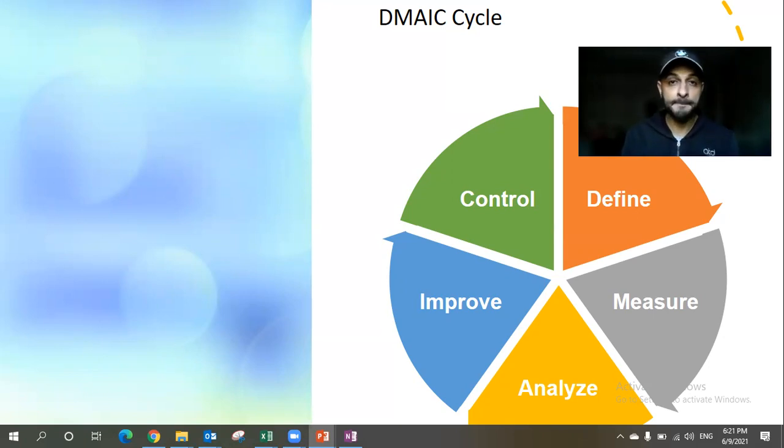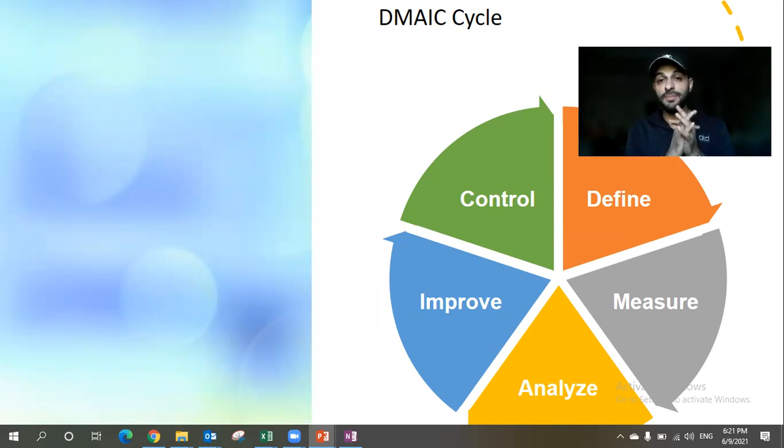So the first process in the Six Sigma cycle is define, and define is simply like that. Do you have a problem? Yes or no? Would you like to have a project to solve this problem? Yes or no? So in define, you just decide that you have a problem, and you decide that you will create a Six Sigma project to solve this problem. This is the define.